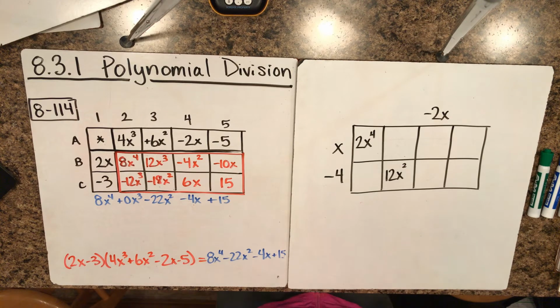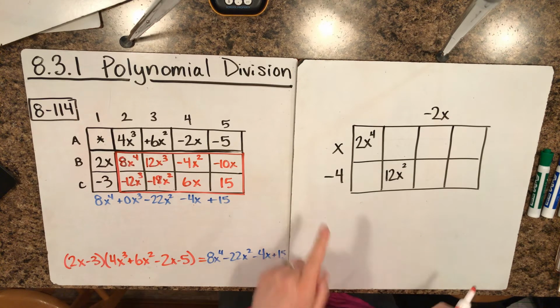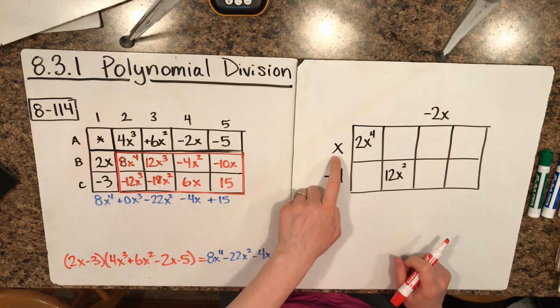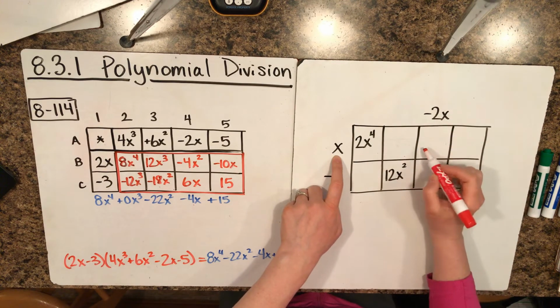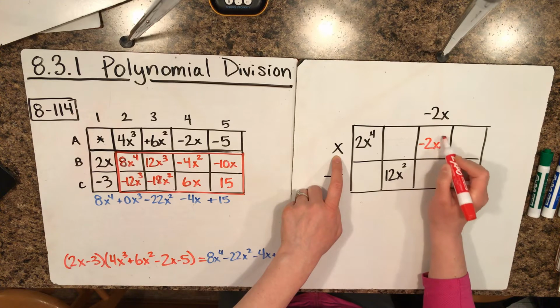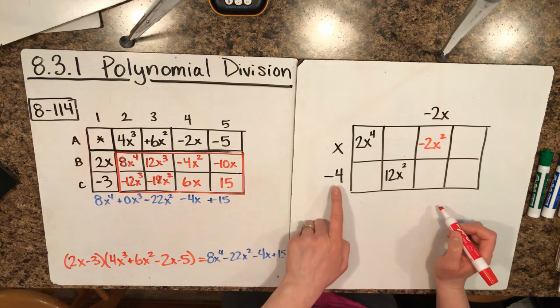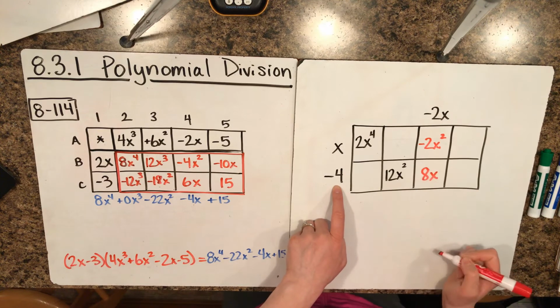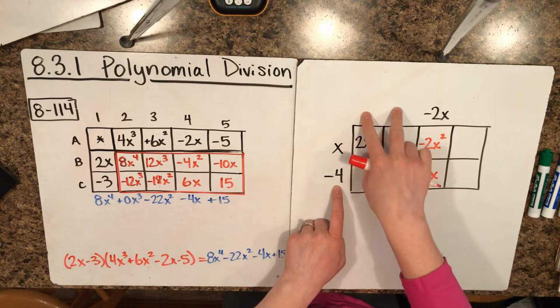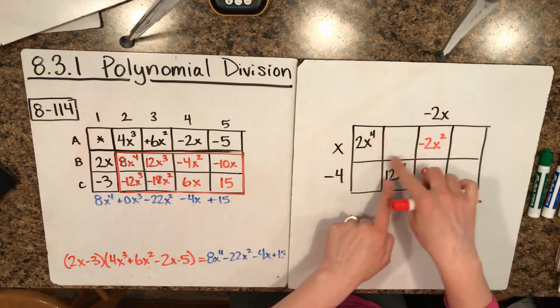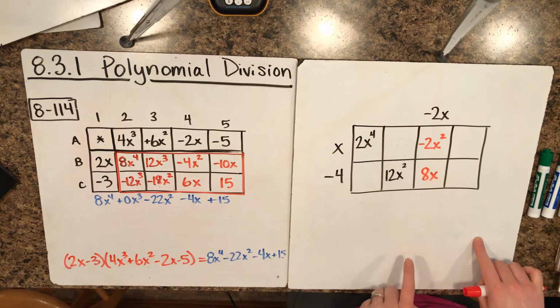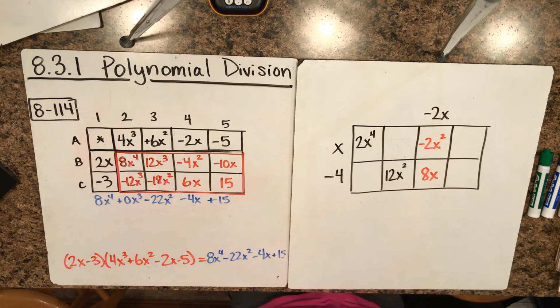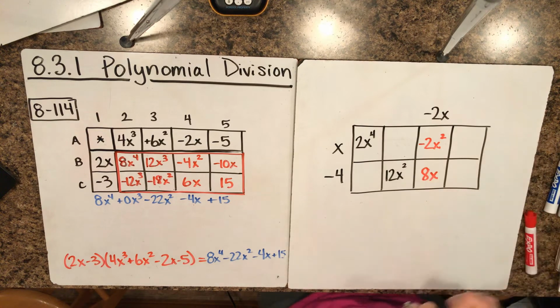Okay, so in this case, I know I can easily multiply x times negative 2x, and I can get negative 2x squared. And I can easily multiply negative 4 times negative 2x, and I can get positive 8x. But I don't have any other parts on top, so I can't multiply to get the missing pieces. But I do have some other hints.